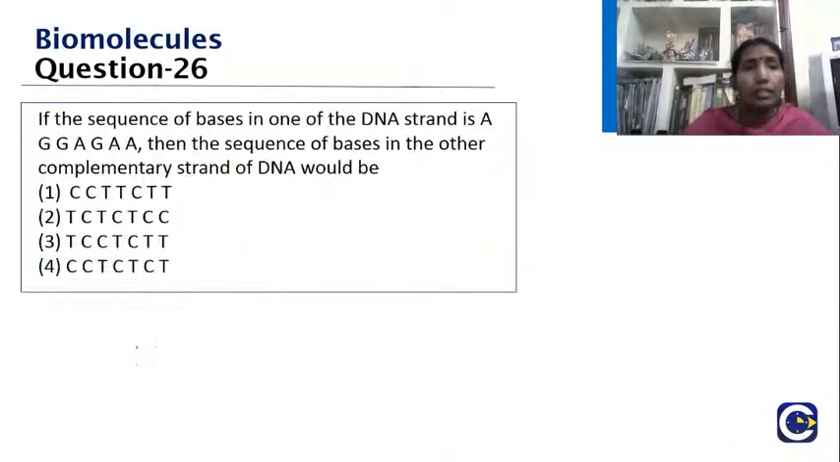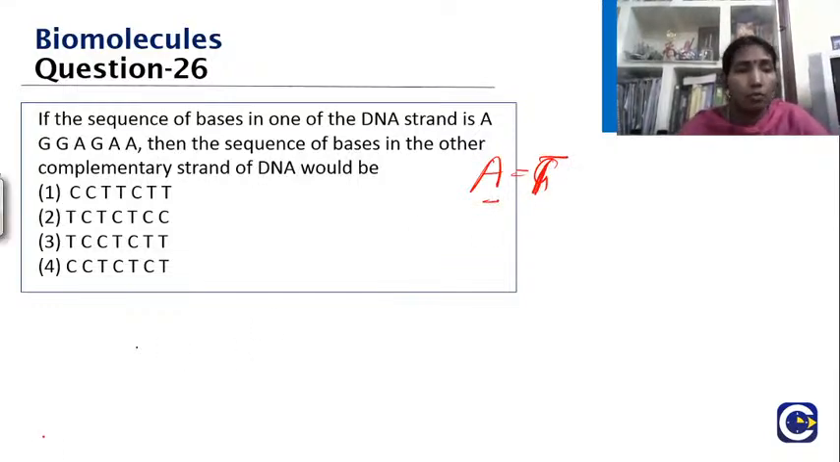Now this is a very simple question. If you know Chargaff's rule, you can very well rock this question, students. If the sequence of bases in one of the DNA strands is A, G, G, A, G, A, A, then the sequence of bases in the other complementary strand of DNA would be which of the options? So how are we going to make it up? What should be your answer here, children? It is very simple. We all know Chargaff's rule, right?